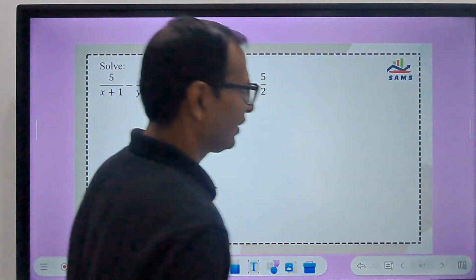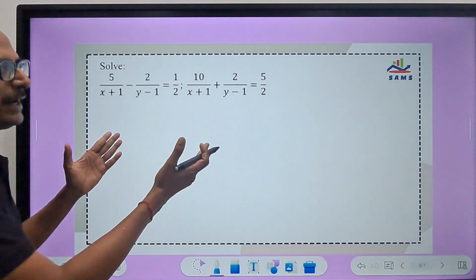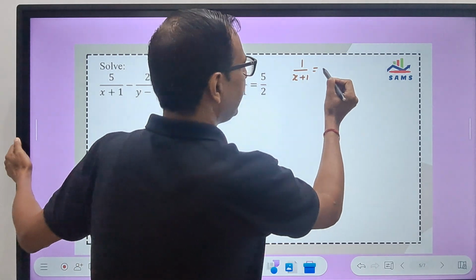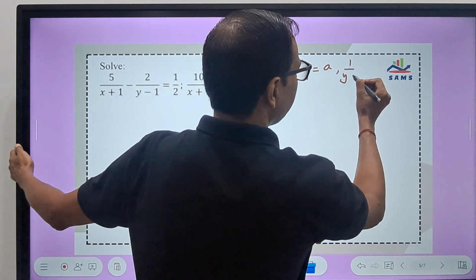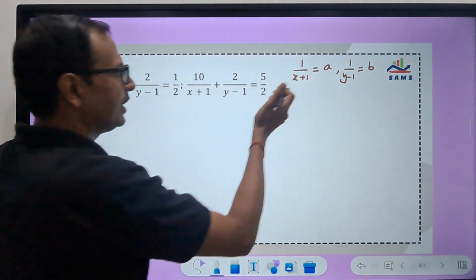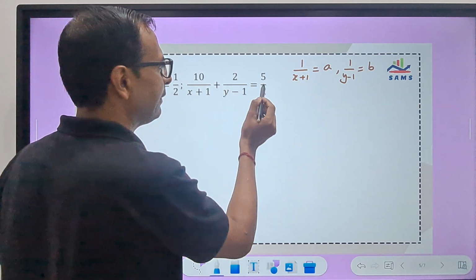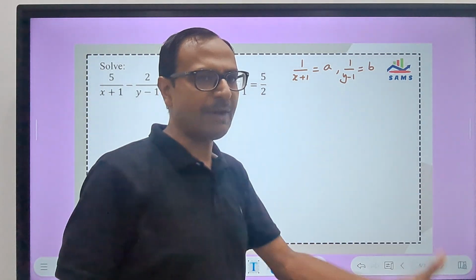Next question, very similar to this question. Now you can apply the method of equating coefficients directly here. So the teachers are not going to tell you to apply the method directly. They'll ask you to do 1 upon x plus 1 equal to a and 1 upon y minus 1 equal to b, and that still works because you will have 5a minus 2b equal to half and 10a plus 2b equal to 5 by 2, and then you can find the values of a and b and put it here to get the values of x and y.